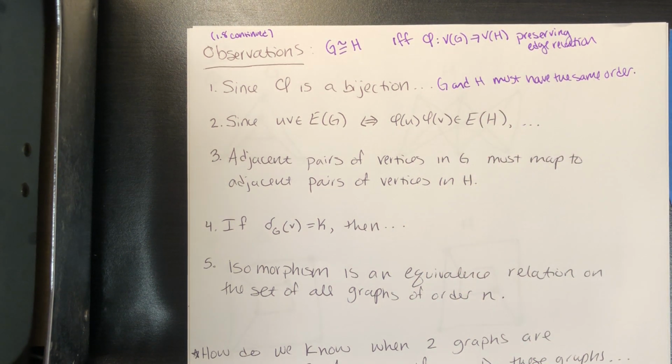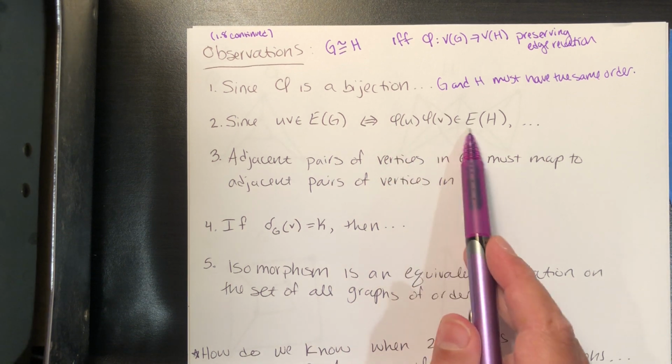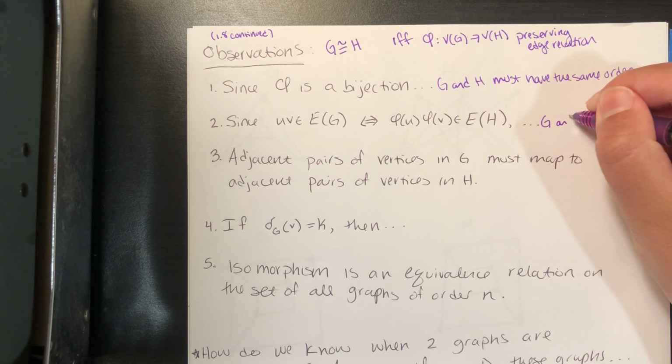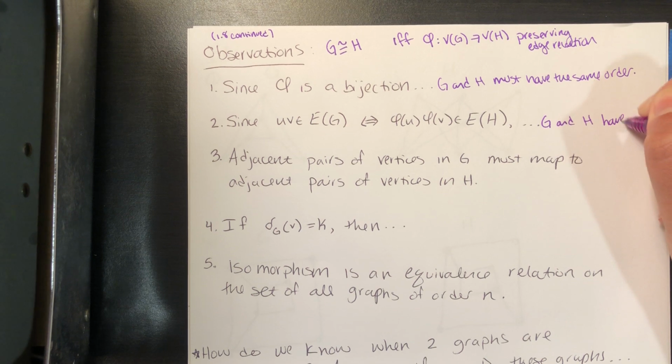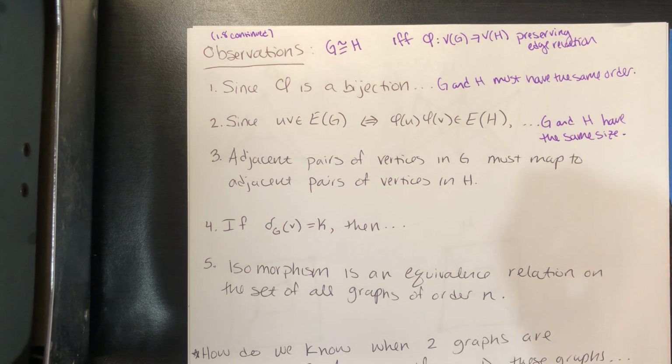And since this bijection has to preserve the edge relation, any edge in G has to map to an edge in H and vice versa, that means that they have to have the same size as well. They have to have the same number of edges. So G and H have the same size. All right, why is this useful? Well, this is a quick way: if you're looking at two graphs and you notice that one of them has more vertices than the other, or one of them has more edges than the other, then you know right away there's no possible way that they could be isomorphic.